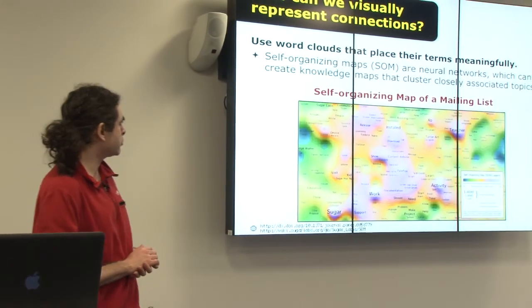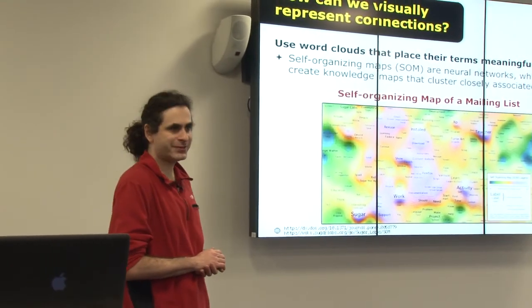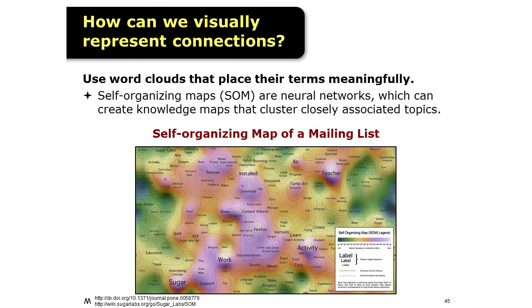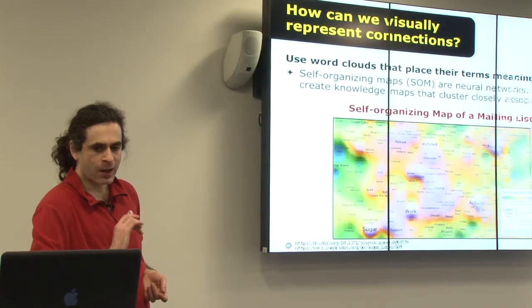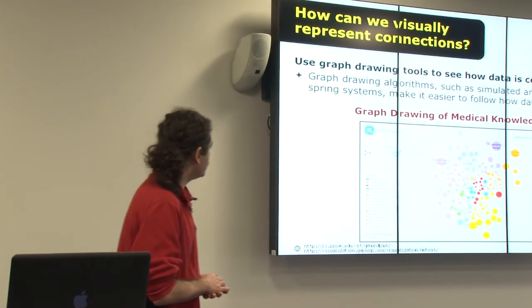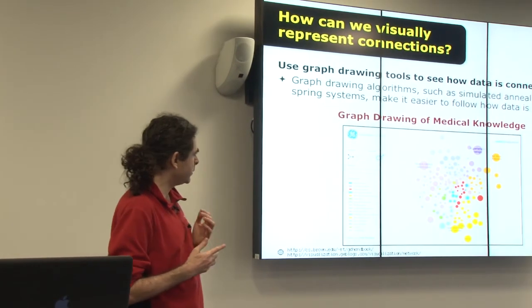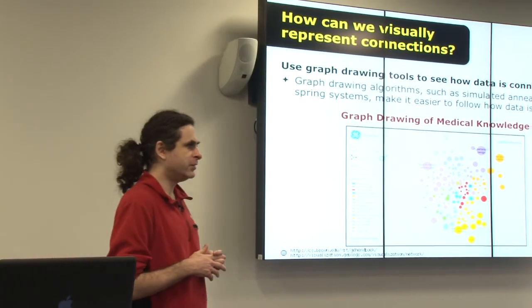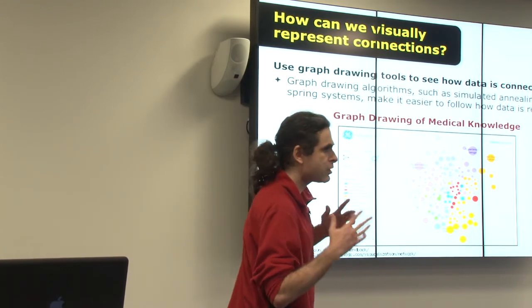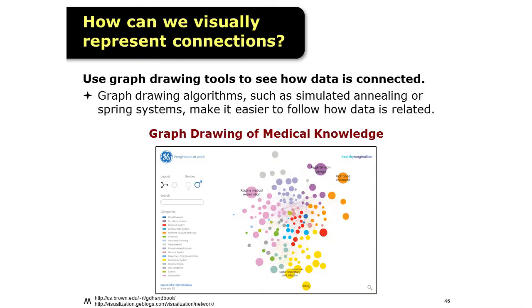Of course, you can turn word clouds into landscapes. Wonderful technique called self-organizing maps. Another interesting issue is that we are often dealing with graphs, which are quite difficult to handle because so many nodes are connected in so many different ways.